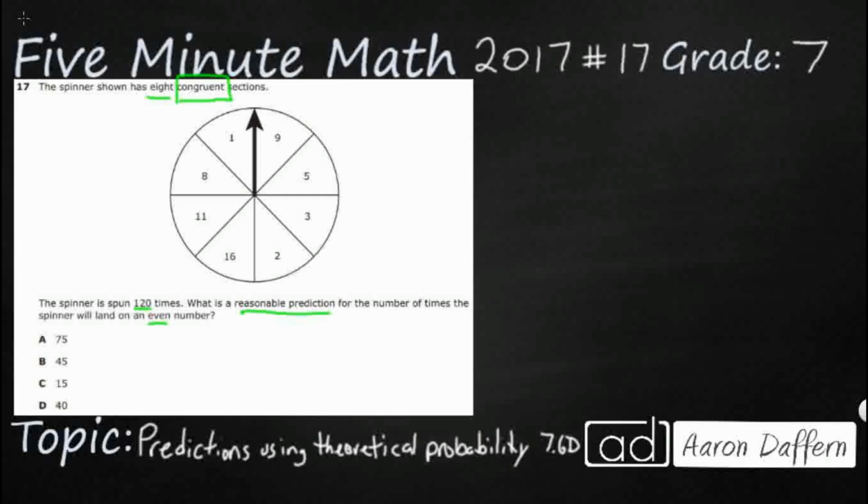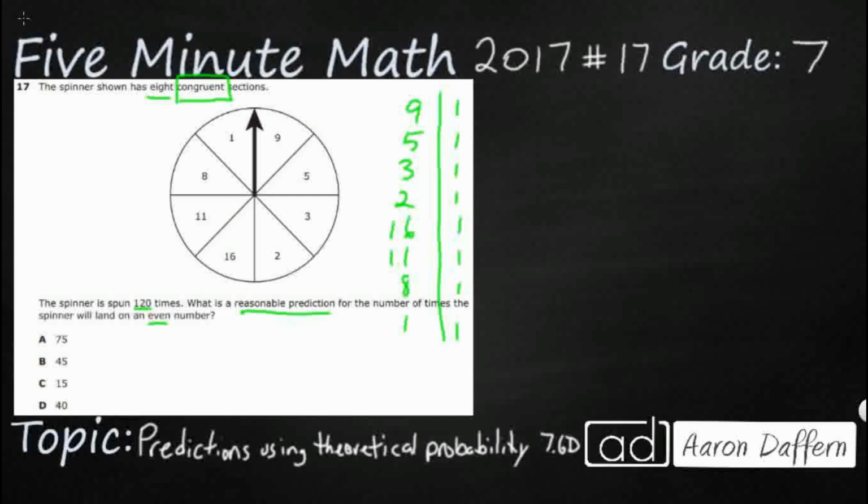So I'm just going to start with 9. Let me just list these numbers. Let's say I'm going to make a table of all of my spins: 9, 5, 3, 2, 16, 11, 8, and 1. So theoretically, if I were to spin this 120 times, you would expect out of the first 8 spins, right, I would get each of these once.